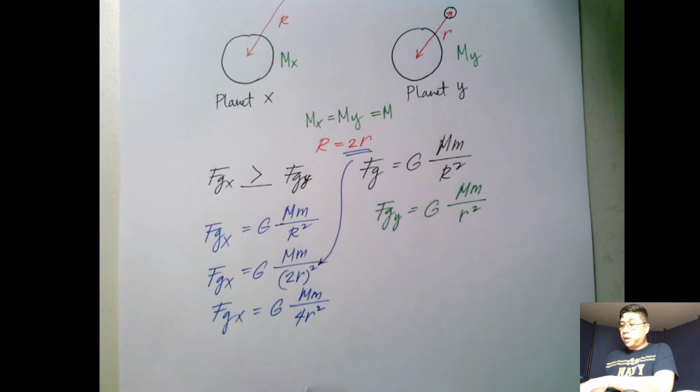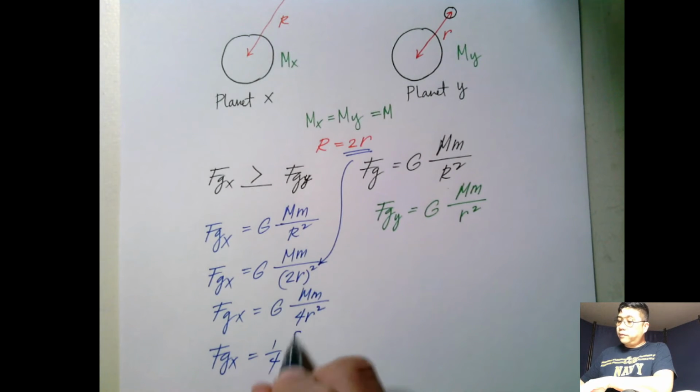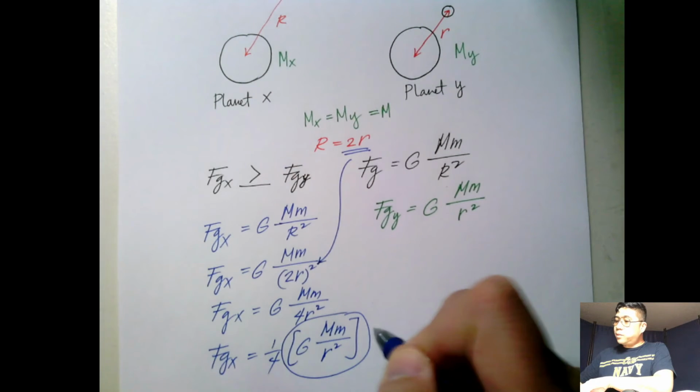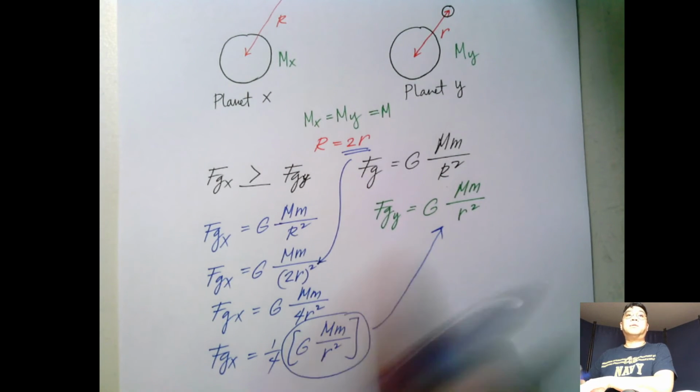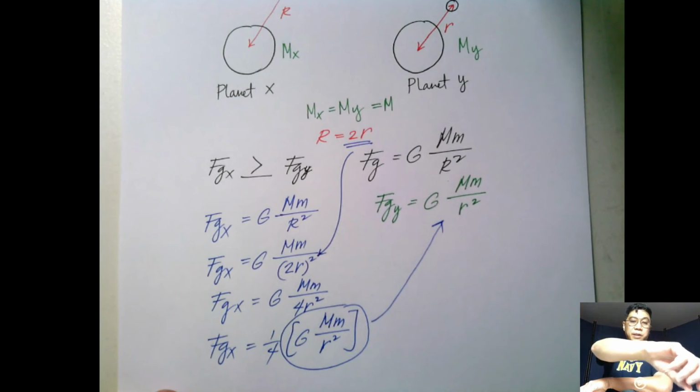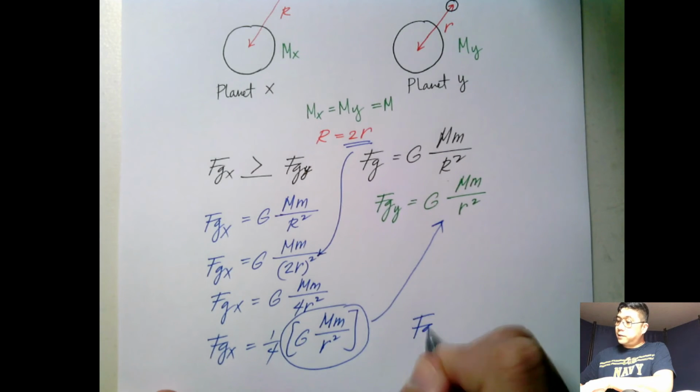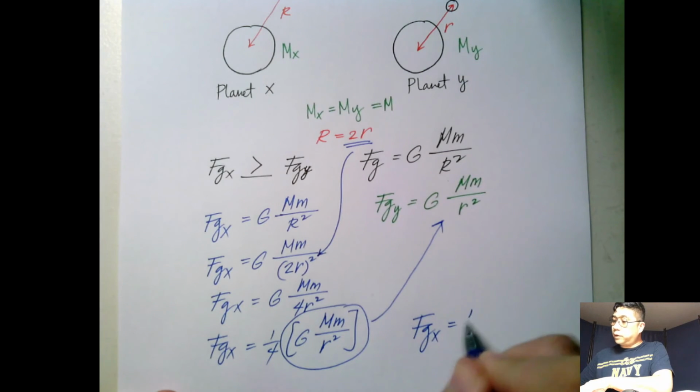Let's isolate the constant value of 4 for Fg of X. Therefore, we can say that's 1/4 of G M m over r squared. And this whole value is basically equal to Fg of Y. Therefore, we can say that Fg of X is simply equivalent to 1/4 of Fg of Y.